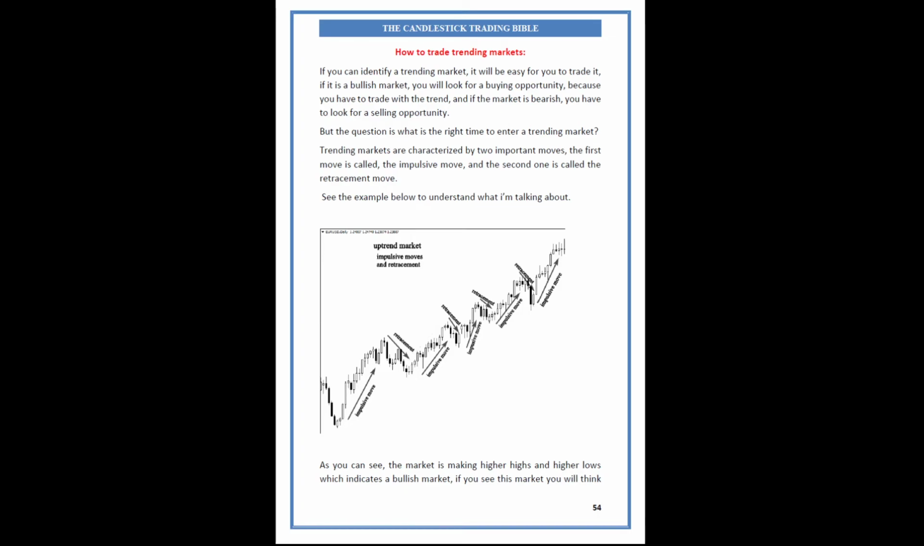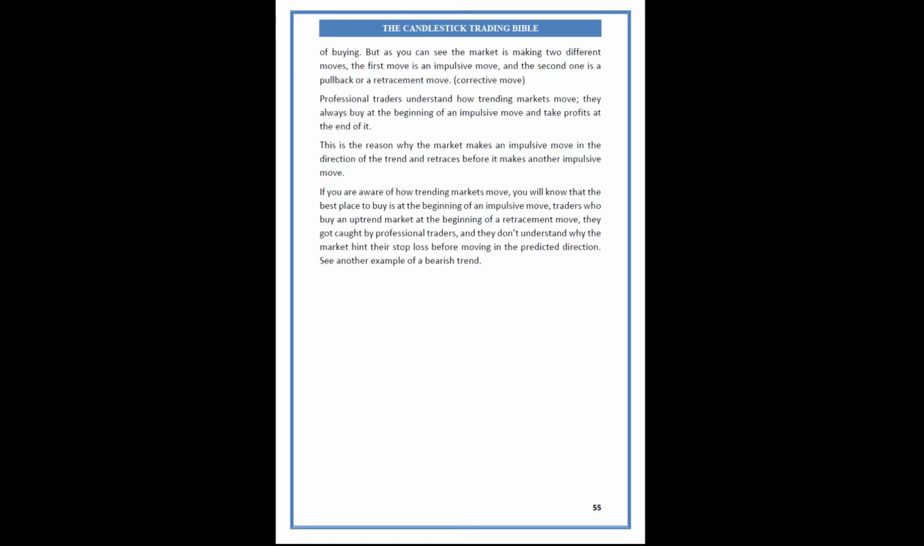If you see this market, you will think of buying, but as you can see, the market is making two different moves. The first move is an impulsive move, and the second one is a pullback or a retracement move, a correction move. Professional traders understand how trending markets move. They always buy at the beginning of an impulsive move and take profits at the end of it. This is the reason why the market makes an impulsive move in the direction of the trend and retraces before it makes another impulsive move.